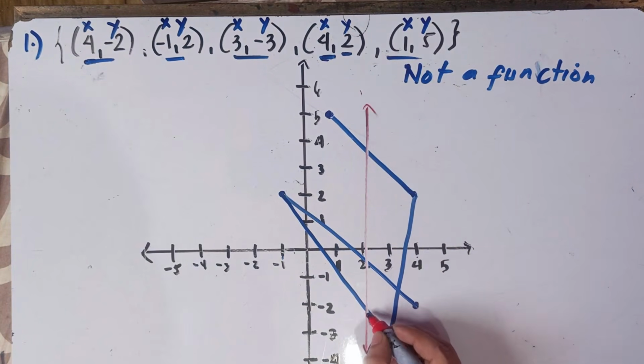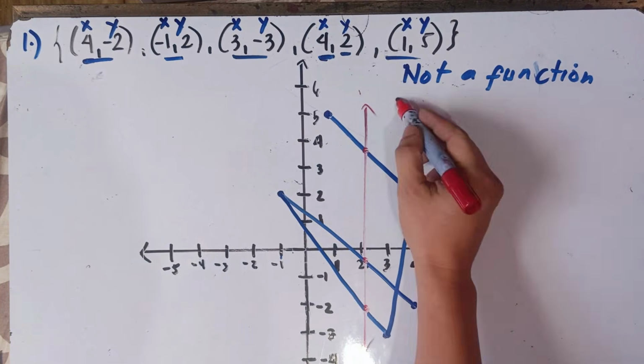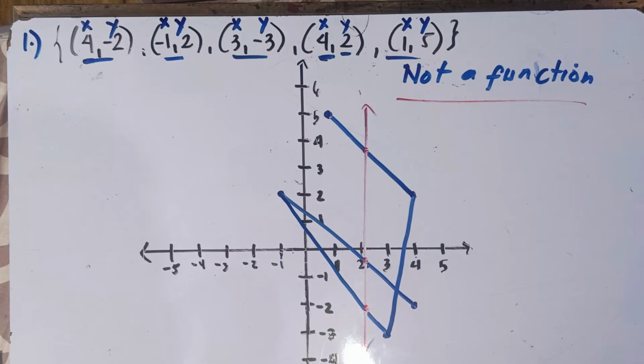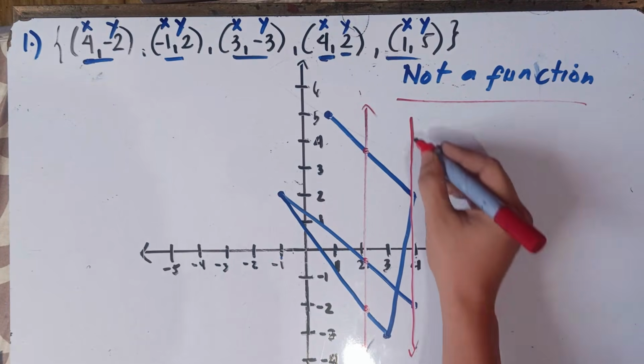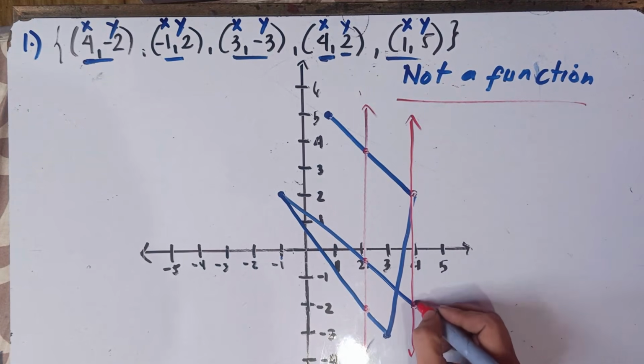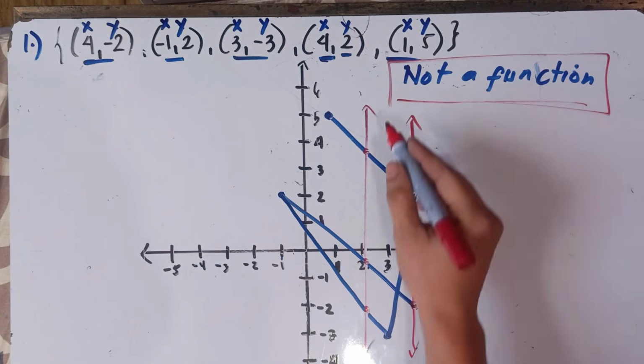How many points? 1, 2, 3. We have 3 points. 2 or more points lie on the same vertical line, therefore it will not be a function. So this will not be a function, class. Another vertical line. Yep, we have 2 points, 1 and then 2. Automatic, class, this will not be a function.